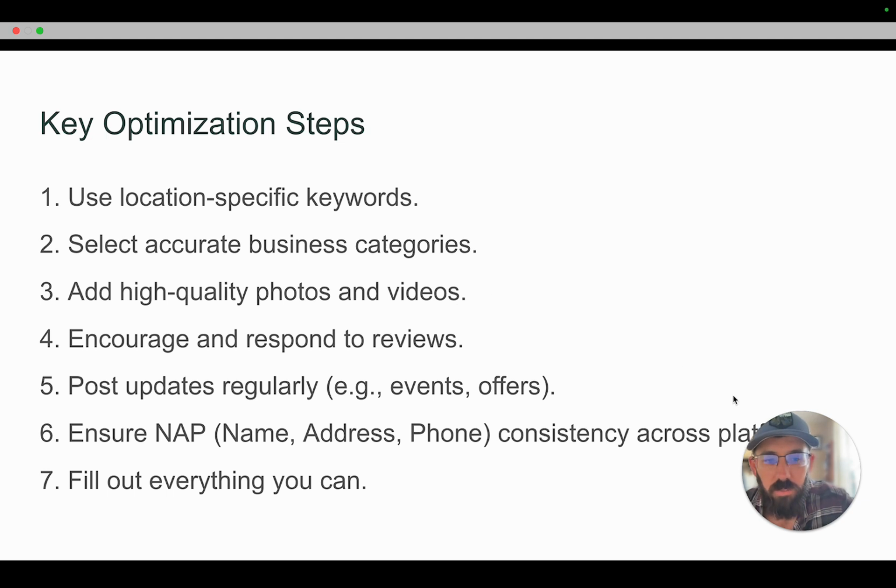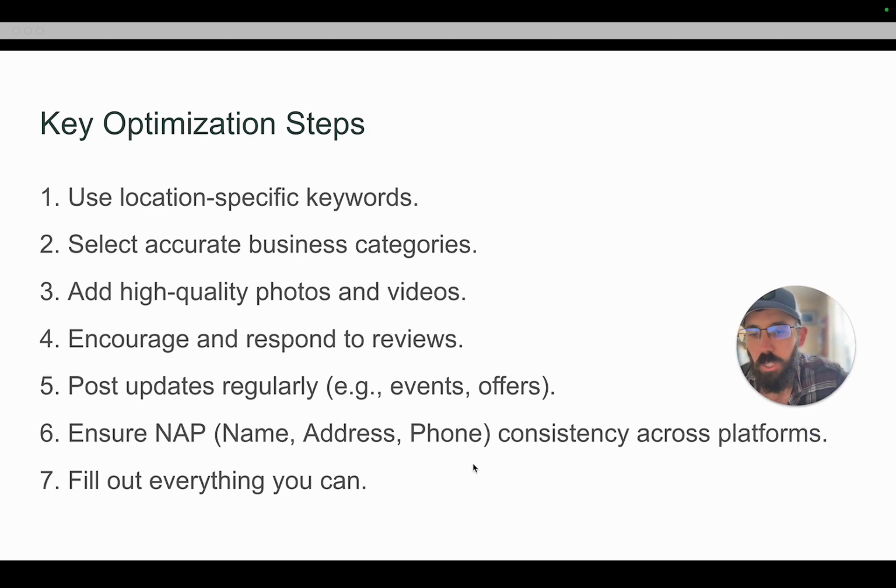Ensure NAP consistency. So your name, address, phone number, we had mentioned this, but you just want to make sure that it's all the same across all of your different online listings. And then fill out everything that you can. There's about the business, there's services, there's products, there's other types of categories of information that you can fill out. I would fill out absolutely everything that I could fill out. It's going to better position you to show up in search results.